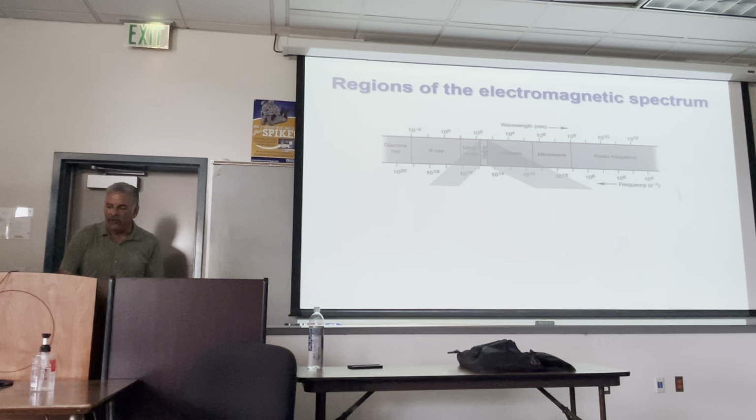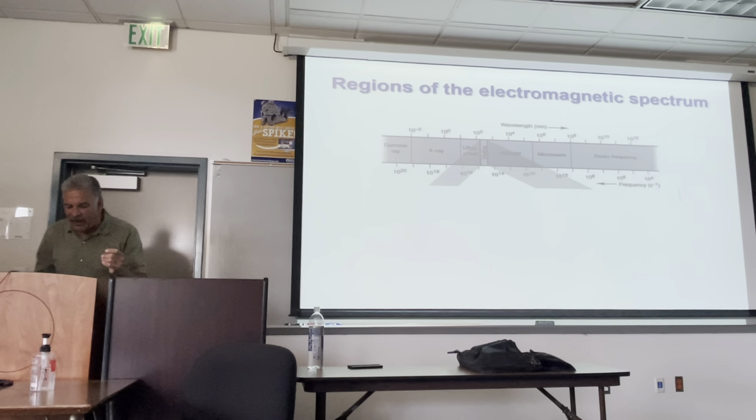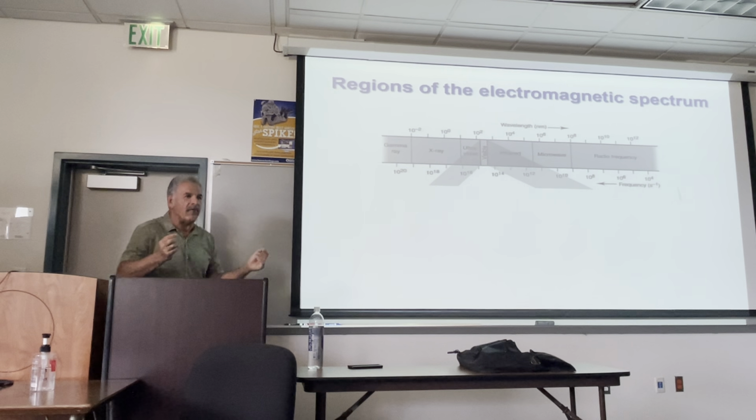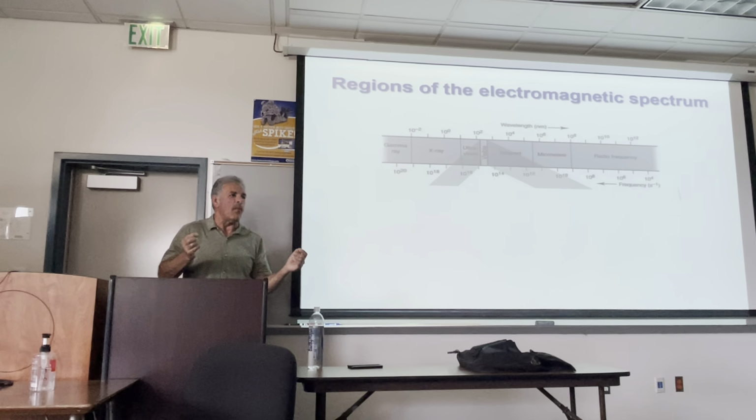Okay, so we have lots of regions. We went over that before: gamma, X-ray, ultraviolet, infrared, microwave, radio frequency. So we go from these little tiny wavelengths of 10 to the minus 2 all the way up to 10 to the 12th. That's a big wave, right? 10 to the 12th.